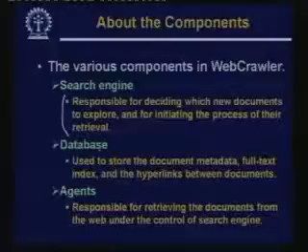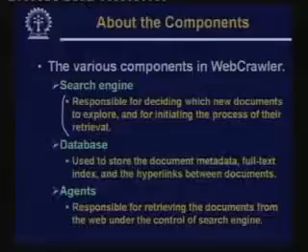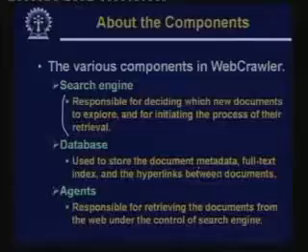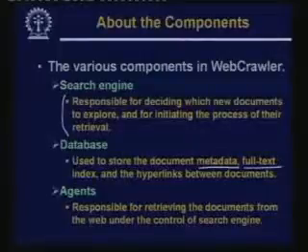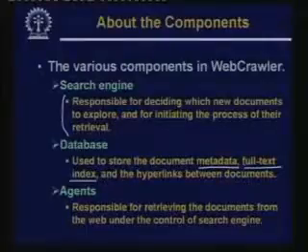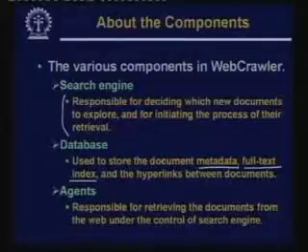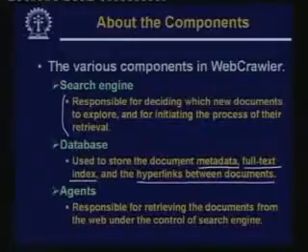Next comes the database. Now, in the database, as I said, you need to store a number of different things. You can store some information about the document. This is the document metadata. Document metadata can also contain the keywords. The full text index can be separate also. The full text index holds the text-based keywords based on which you have indexed the document, and of course the hyperlinks between documents. From this document, where else are the hyperlinks pointing to?